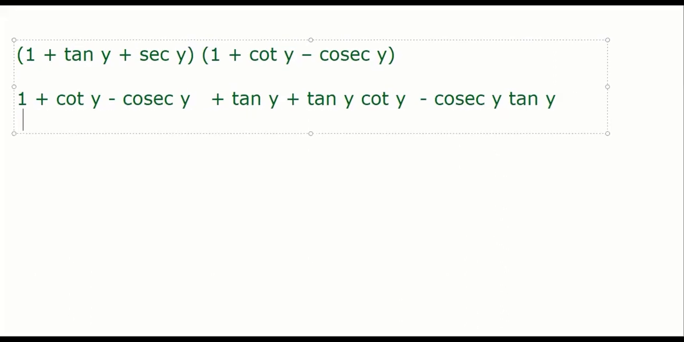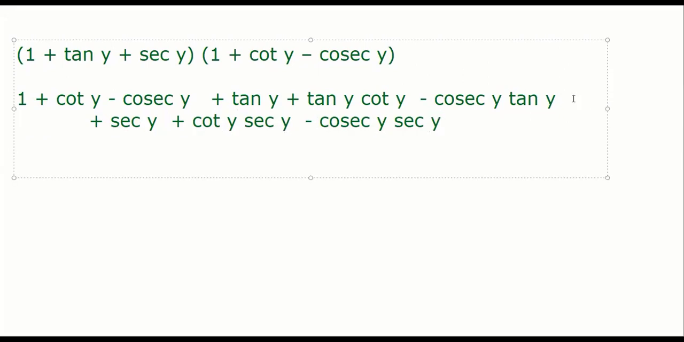Okay. And the last: sec y plus cot y sec y minus cosec y sec y. Okay. Now it's time to simplify. Tell me what we'll do. Tan y and cot y can become 1. Tan and cot are reciprocal, so tan y into cot y becomes 1. So change it to 1.